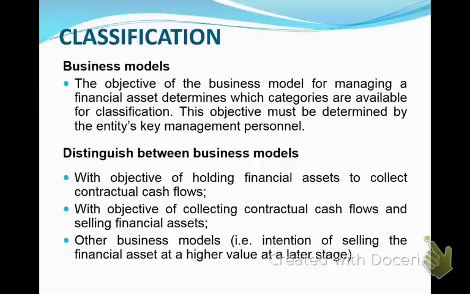The second one has a slight difference: a business model with the objective of collecting contractual cash flows and selling the assets. So it is part of the model to sell these assets, and therefore we have to look at that separately. Other business models: the intention of selling the financial asset at a higher value at a later stage. In other words, you hold these assets with the intention of selling them or of increasing their value to make a profit out of them.